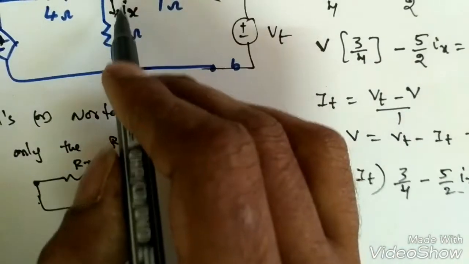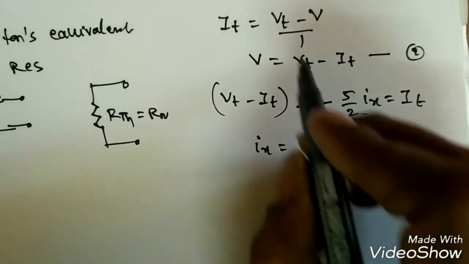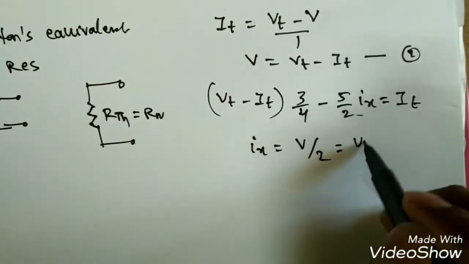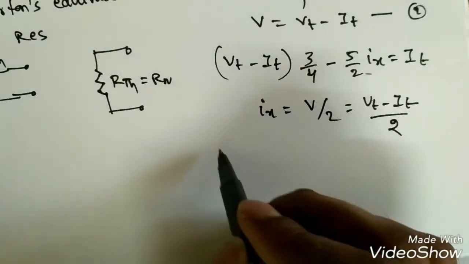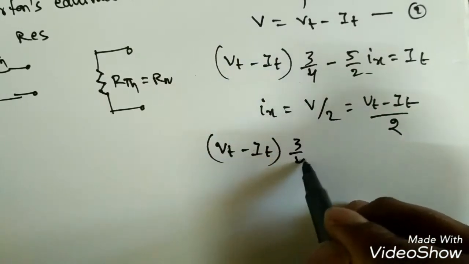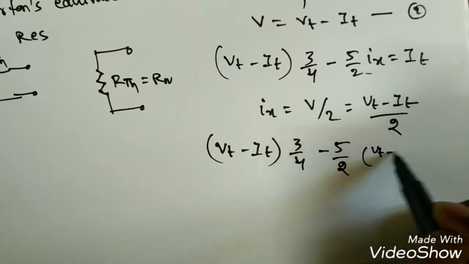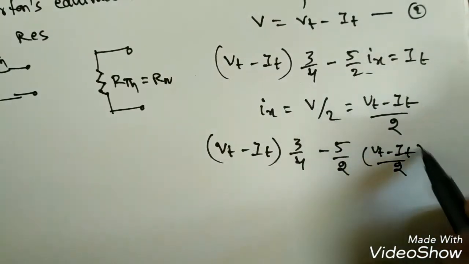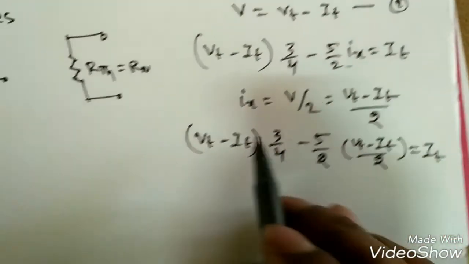Still there is one more unknown, that is Ix. Now what is Ix? If you see the circuit, this is Ix, so I can make Ix equal to V by 2. Again for V we have to substitute Vt minus It, so Ix is (Vt minus It) by 2. So if I substitute back, what will I get? (Vt minus It) into 3 by 4 minus 5 by 2 into (Vt minus It) by 2 is equal to It. Now if I rearrange, I will get the RThevenin.